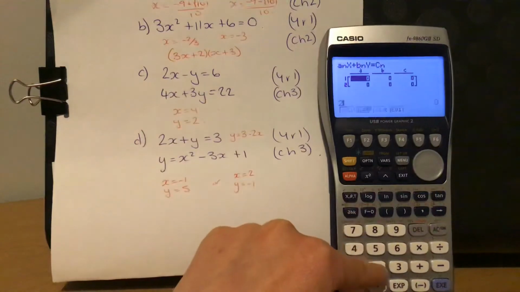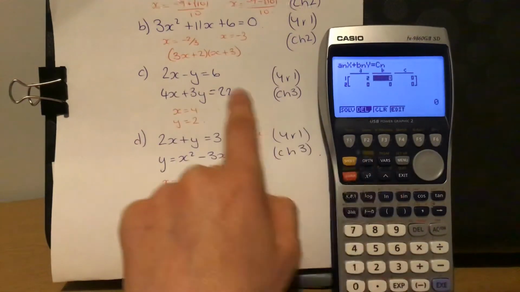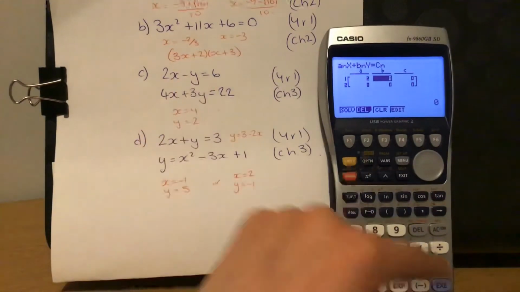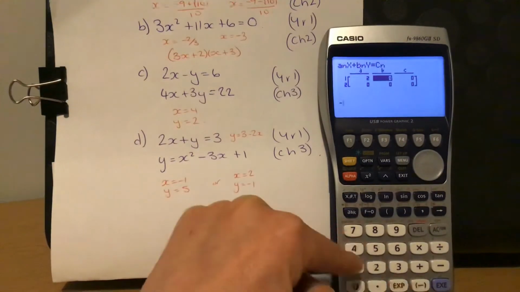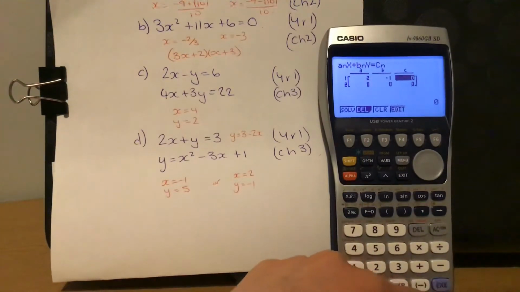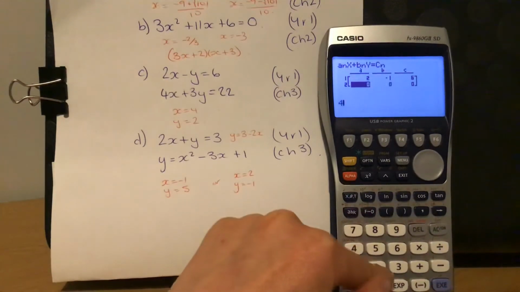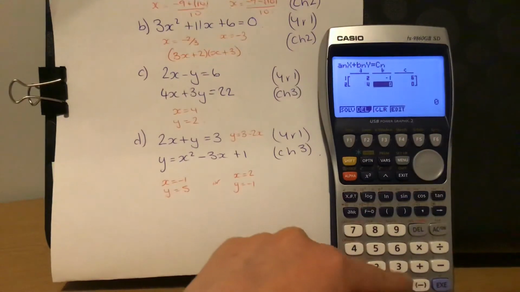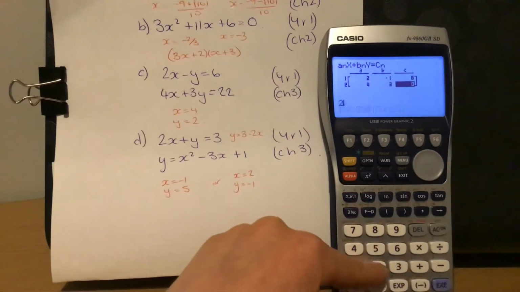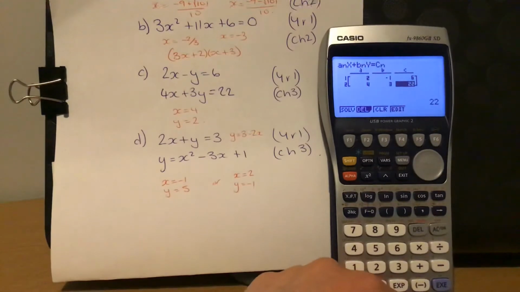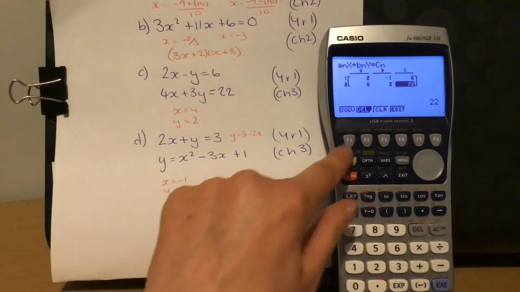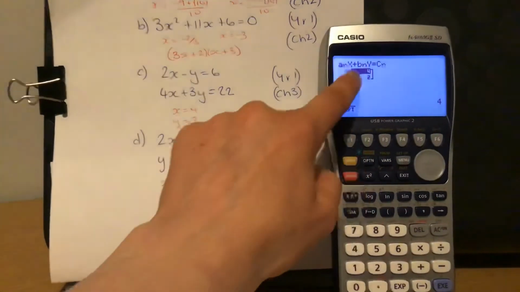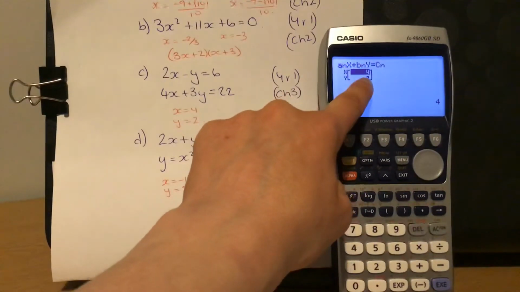So a is my coefficient of x, which is 2. B, my coefficient of y is -1, so again I'm making sure I use the negative button for that one, and that's equal to 6. After each input I'm just pressing the execute button. For my second equation, I've got 4x add 3y is equal to 22. Once I've inputted that, I can press F1 to solve the equation. I've got x is 4 and y is 2.